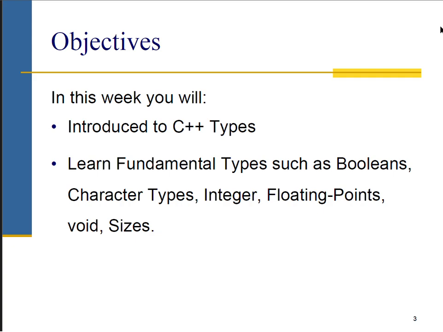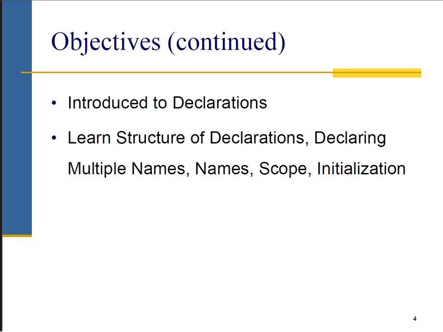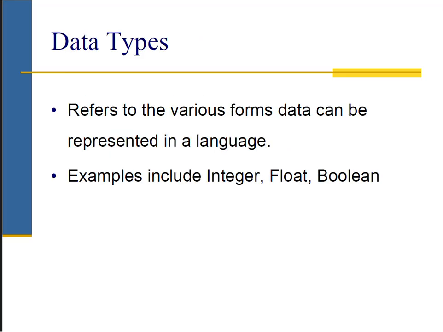Week 2 review. In this week we are going to be introduced to C++ types, learn basic fundamental types such as booleans, character types, integer, floating points, void and sizes, and also be introduced to declarations, learn structure of declarations, declaring multiple names, scope, initialization.